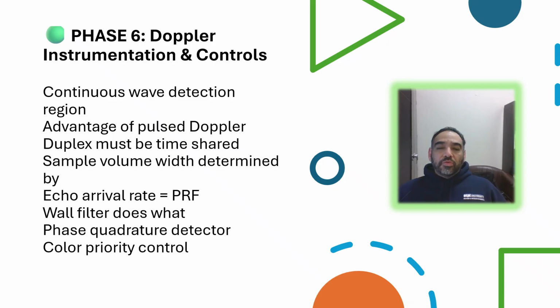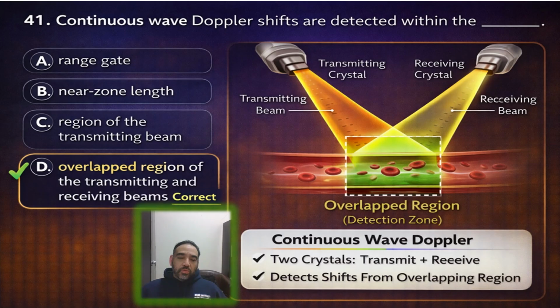So this section connects physics to system operation, helping you understand not just what Doppler measures, but how the machine controls and displays those measurements. So let's get into the first question here.